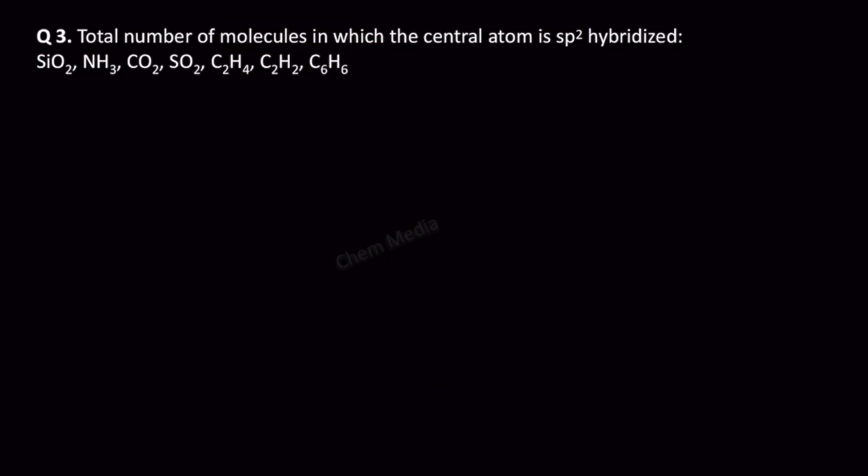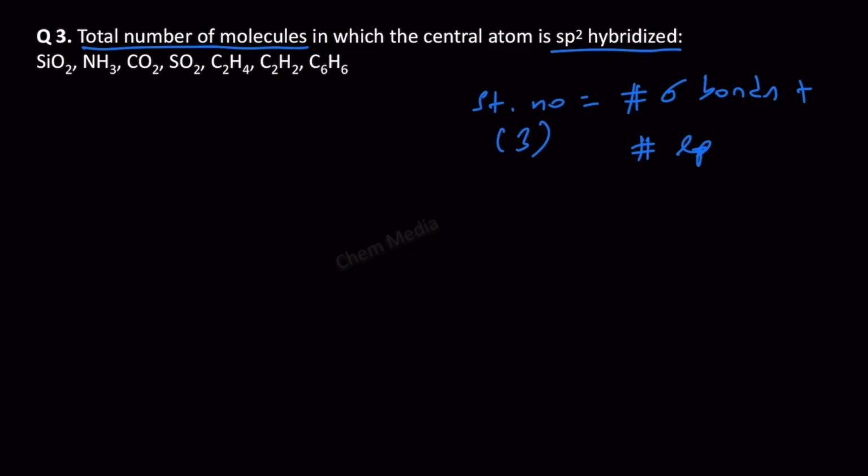Total number of molecules in which the central atom is sp2 hybridized is how many? We have 7 molecules given. So, let us find the hybridization one by one. The best way to do it is to find out the steric number. Steric number is sum of sigma bonds plus sum of lone pairs. Therefore, for sp2 hybridization, the steric number has to be 3. If it is 4, then it is sp3. If it is 2, then it is sp. We have to figure out the molecules where the steric number will be 3.